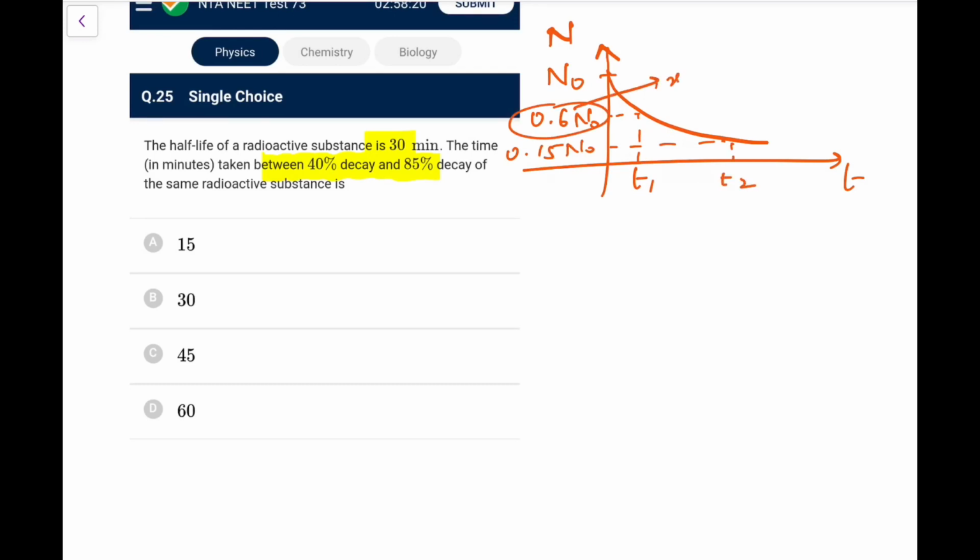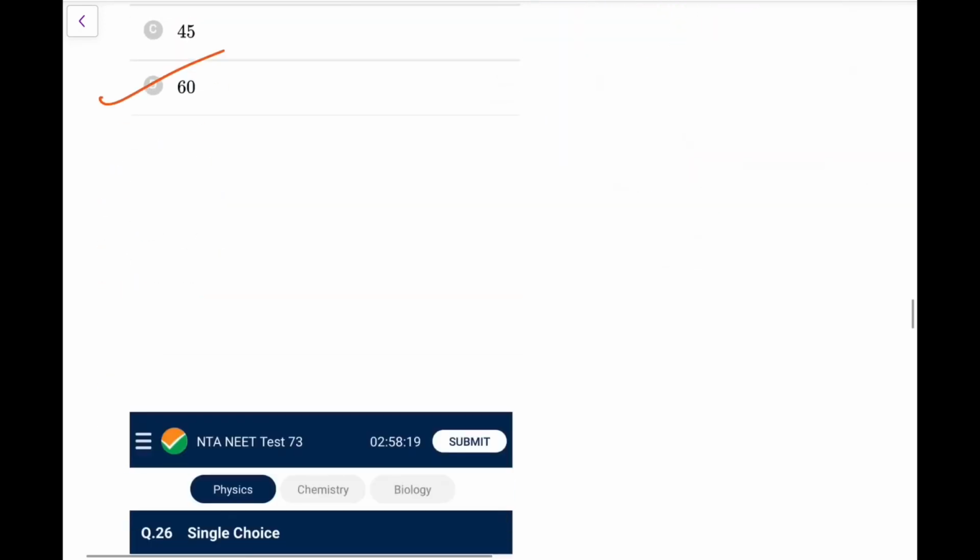So if this is x, this is clearly x by 4. For the number to become one fourth, this window would be 2 t half, because that is the logic that you apply. So 0.6 to 0.15, that is one fourth. So 2 t half would be needed, that is 60 minutes is going to be needed for this particular thing.